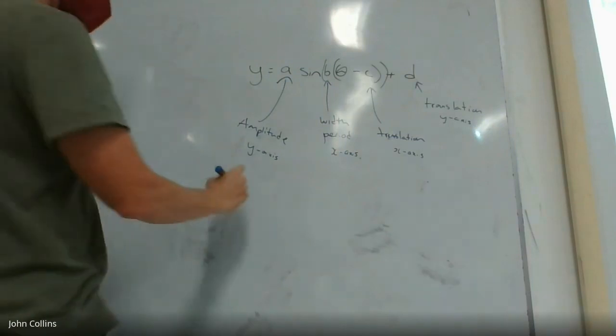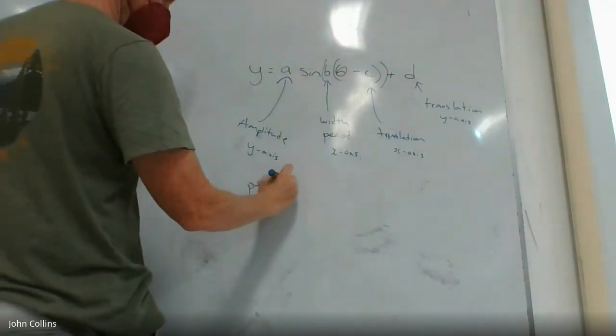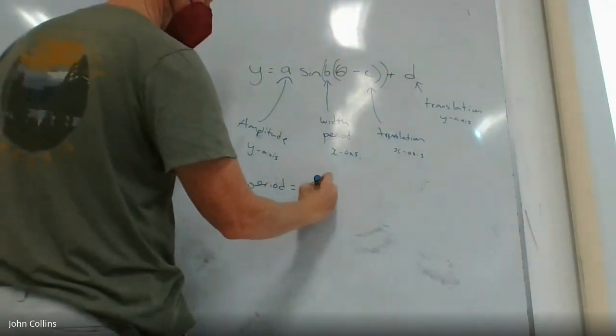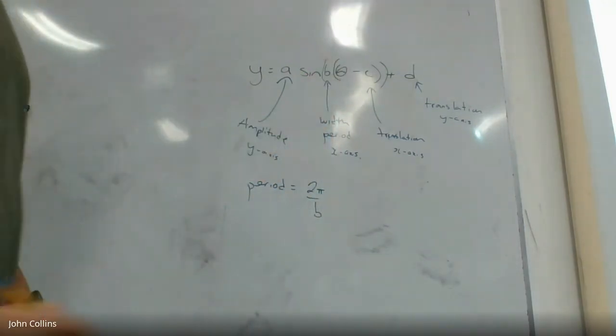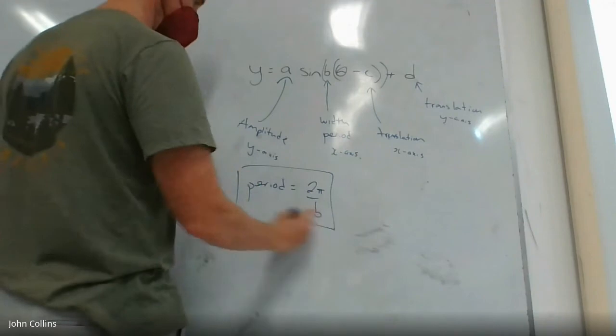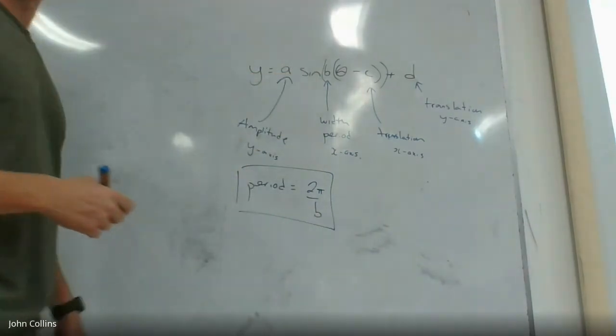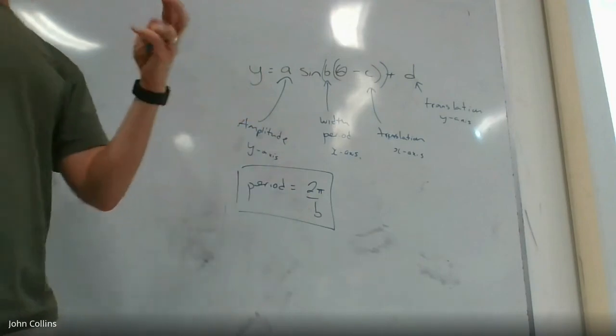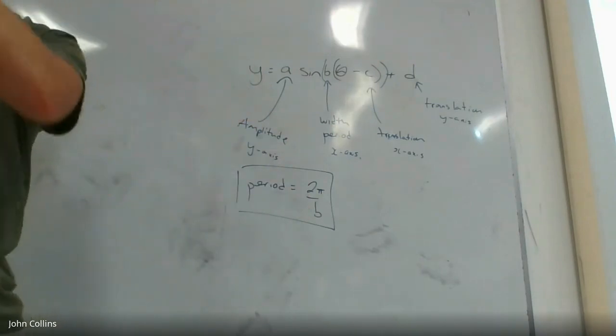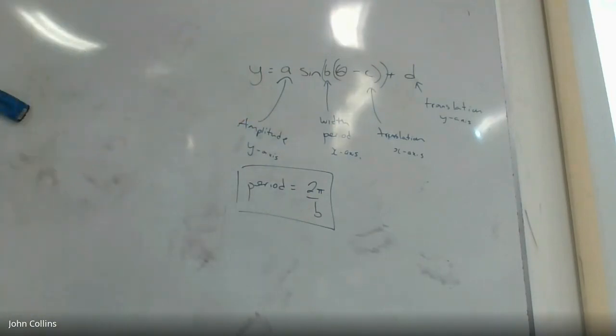It's good to know that the period is, in general, 2 pi over whatever this b number is. That comes up a lot. So once you see the multiplier here is 2, then you know, oh, 2 pi divided by 2. Okay, it's going to repeat every pi. And we'll look at some of these questions in a minute.